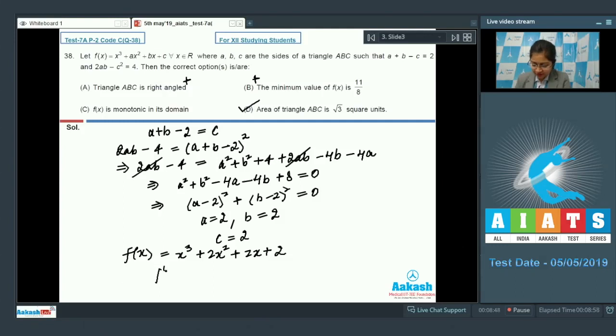So let us find f dash x, that is equal to 3x square plus 4x plus 2. Now its discriminant will be equal to 16 minus 24, that is less than 0, which means that f(x) is always an increasing function. That is, it is a monotonic function. So we can say that option number C is also correct. That is, the answer of this question will be C and D.